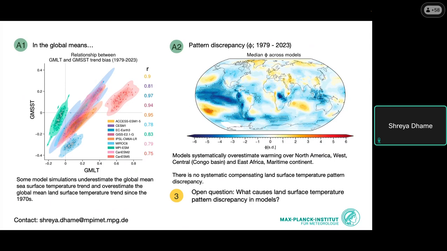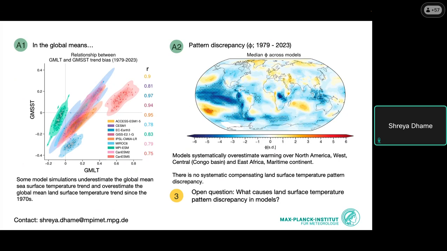The figure on the right shows the median pattern discrepancy across models. Areas which are stippled are where observations lie plus or minus two standard deviations away for at least six of the nine models used here. And so we do see some consistent overestimation of land surface temperature trends over parts of North America, East Africa, the west coast of South America, and also over the Maritime Continent.